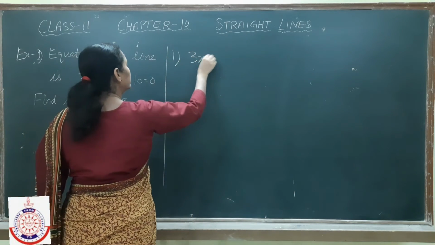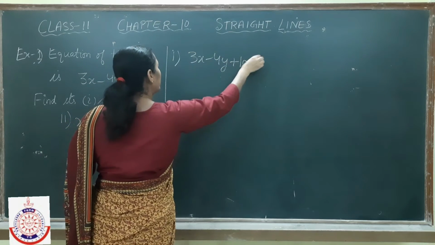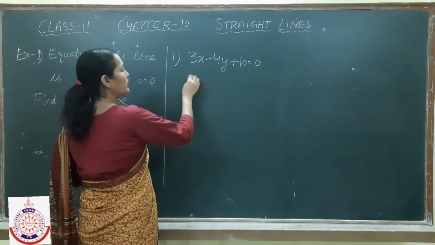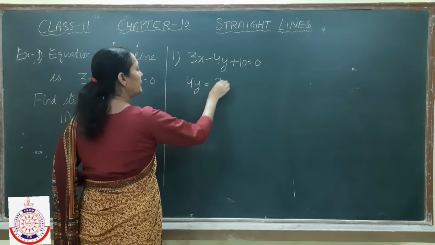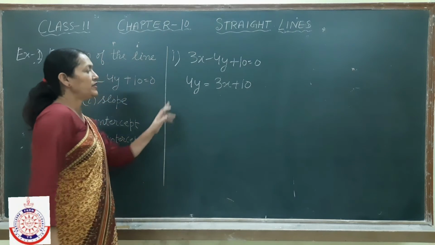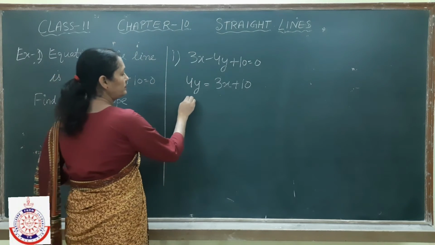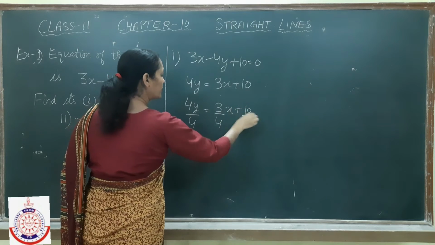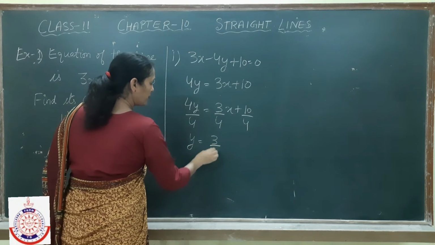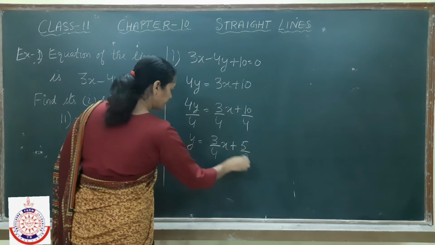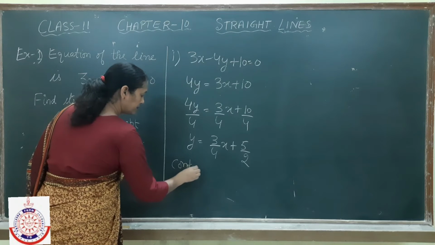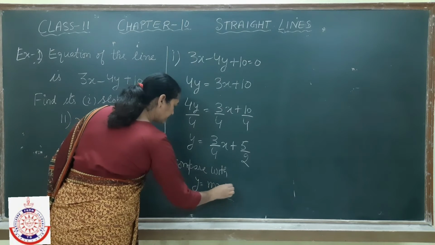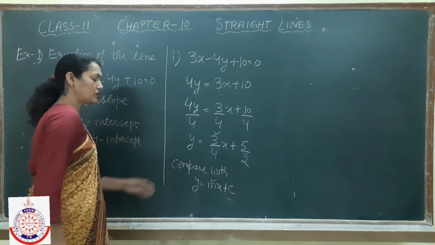Let us start with, in case of slope-intercept form, we have learned that keeping y term on one side and x and constant term on the other side, we will be getting 4y as 3x plus 10. Now if we divide all the terms by 4, so it will be 4y upon 4, 3 upon 4 and 10 upon 4. So y is equal to 3 upon 4x plus 5 upon 2. Now if we compare this equation with y equals to mx plus c, so what has come on the place of m? That is 3 upon 4.